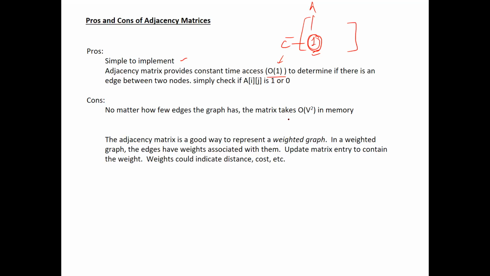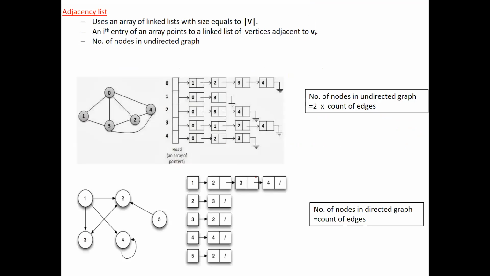But the main drawback of the adjacency matrix is that it takes order of V squared amount of memory. Here V is the count of vertices. If I have 10 vertices, it will take a 100 capacity array, that means a 10 by 10 array, for storing the adjacency of the vertices with each other. In a weighted graph, it is a good way to represent the graph using an adjacency matrix. We merely have to put the weight instead of the value 1. The weight can be distance or cost.